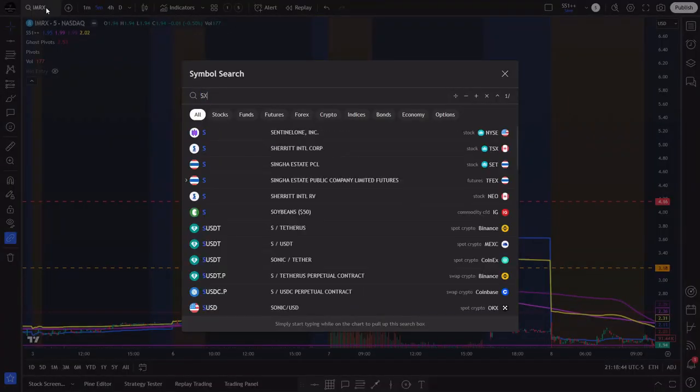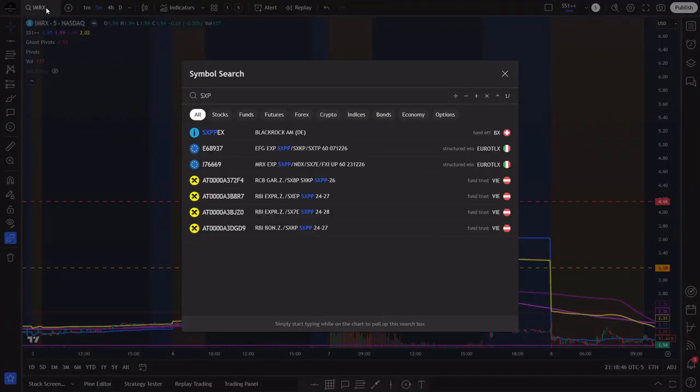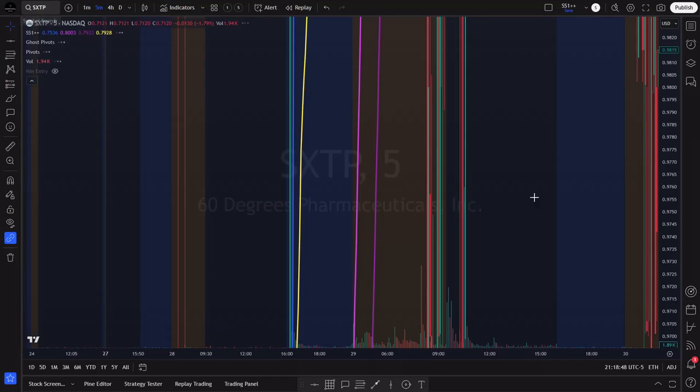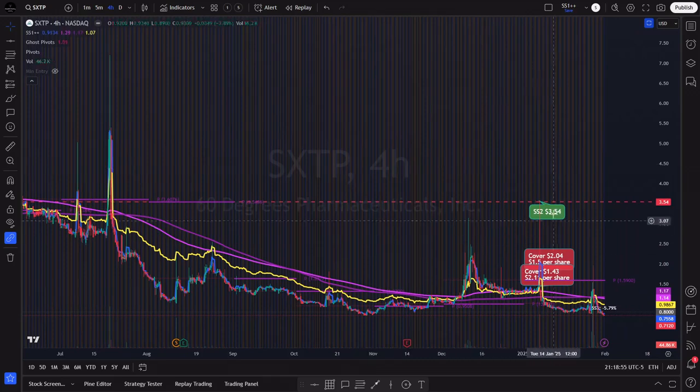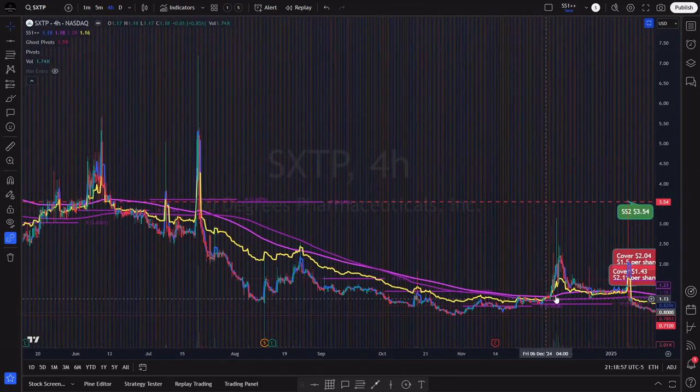Then we're going to look at SXPP. No, TP. Yeah. We're just going to go to the 4-hour chart. We're going to look at the stock. So we're playing this trade here. So as you can tell, there's not really any resistance in this area here. You know, I like to see multiple tops.